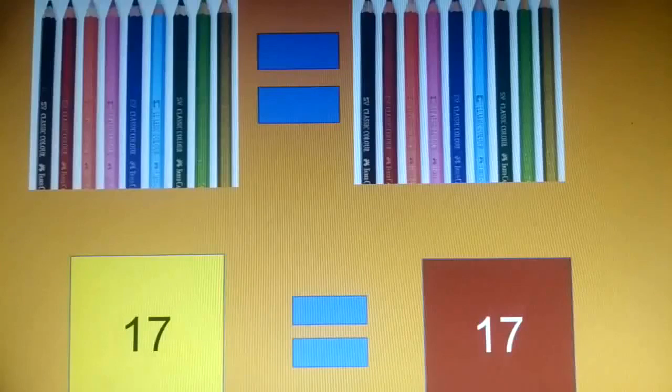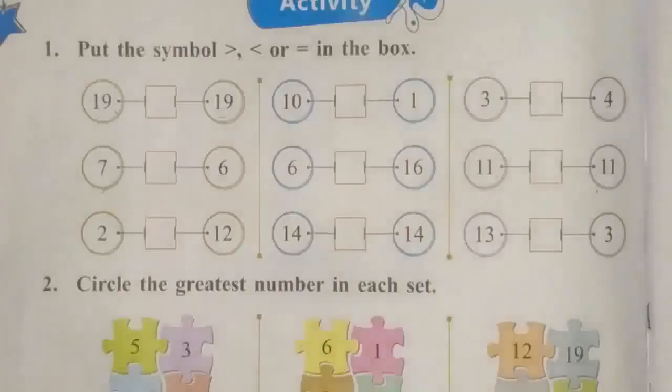We have learned here greater than, less than and equal to. Now let's move towards the book exercise. So my dear students, now we shall fill the book exercise.